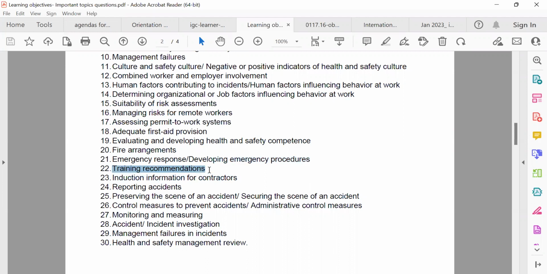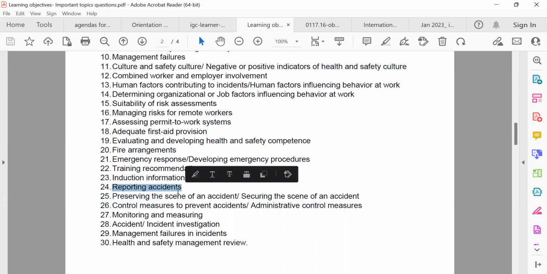Training recommendation: what type of training can be delivered on different occasions, and what are the occasions for different training for different people. The other one is, what are the topics to be included in an induction training program.